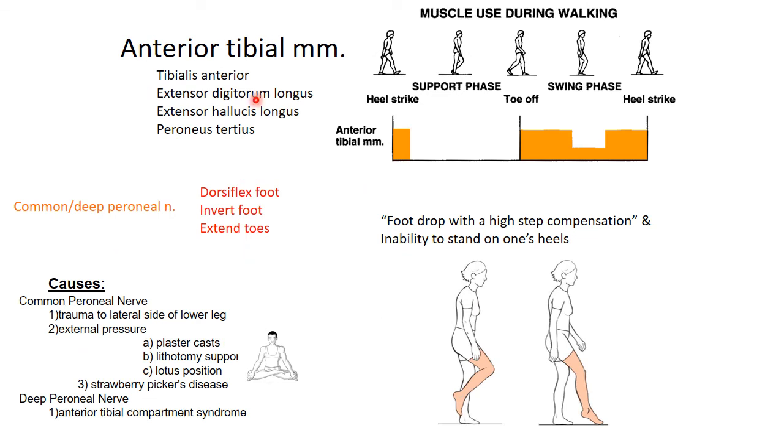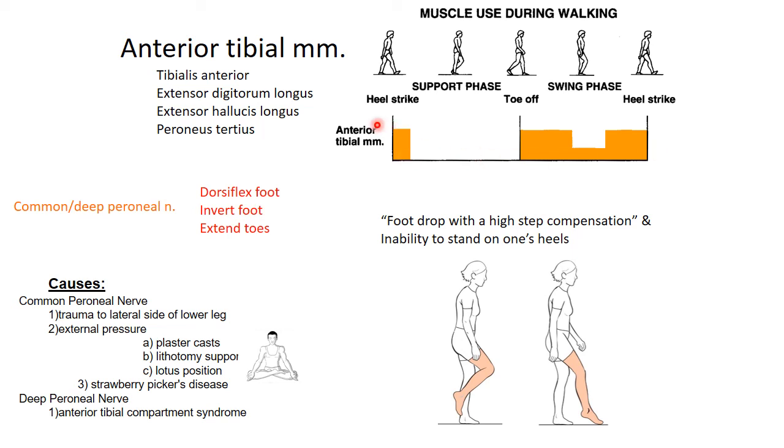Okay, so now we have the anterior tibial muscles, which include tibialis anterior, extensor digitorum longus, extensor hallucis longus, and peroneus tertius, or tertius, I call it tertius. But those are innervated by the deep peroneal nerve. Those dorsiflex, invert the foot, and extend the toes. Most importantly for gait, you're going to look at dorsiflexion during the gait.